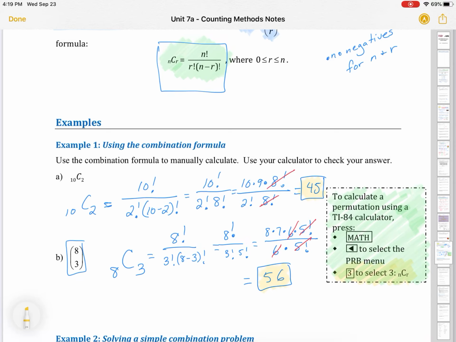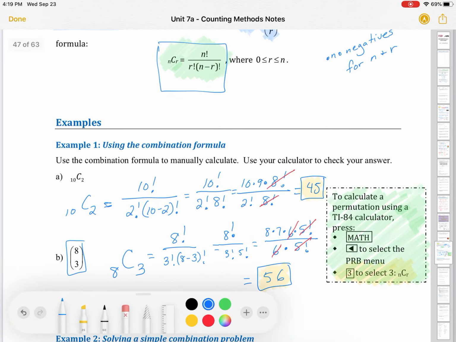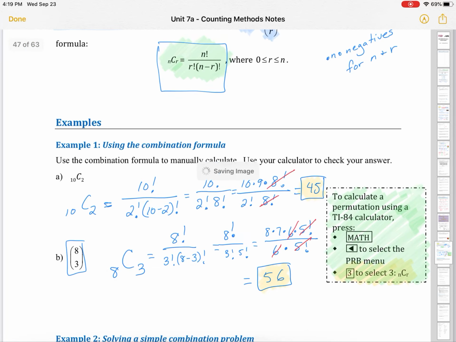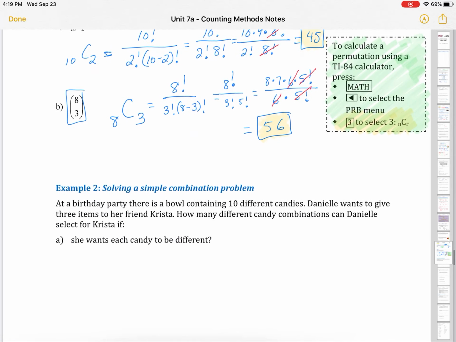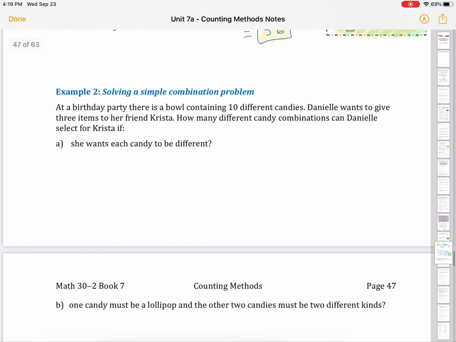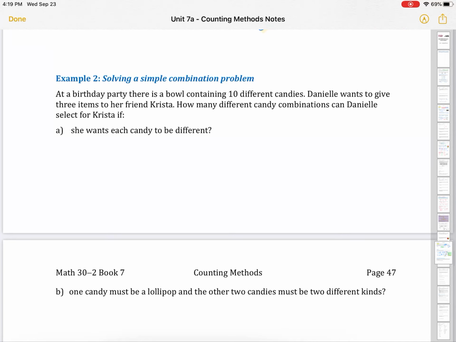Do the same with the 8 and the 3. Put in your 8, go to the math menu, select the PRB menu, and then select number 3 and put in 3. And you should get the correct number. Okay? Alrighty. Let's do some more combinations to see how they're different, because they are different from permutations, and you need to know the difference between them.